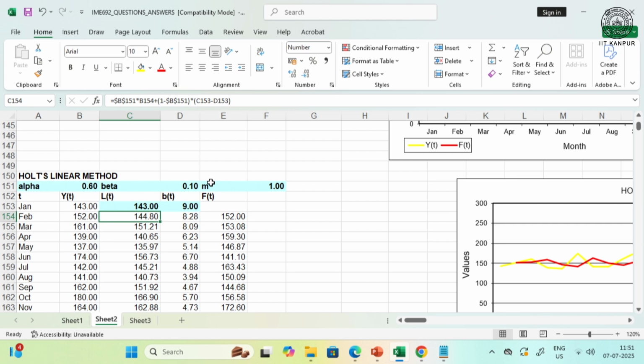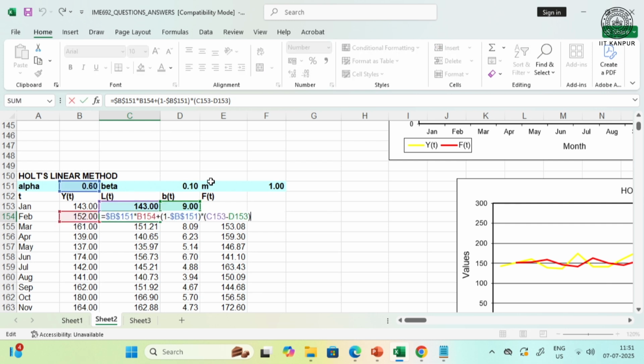If we remember, I need to find out L, then B, then F. So, first I need to find out L. The L value is B151, the value in B151 is the alpha value. Let me go back to the slide also, so there is no confusion and no ambiguity in your mind. It is basically alpha into YT. B151 is 0.6, alpha into YT basically comes out to 152, which is in cell number B154.